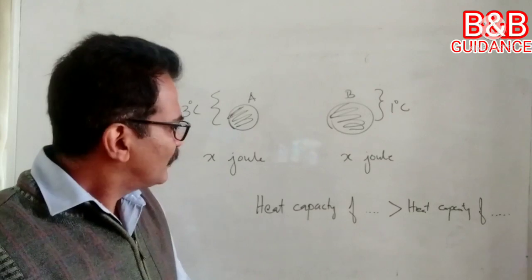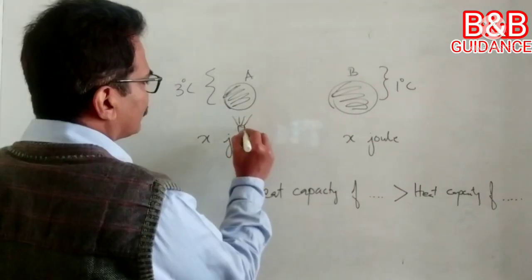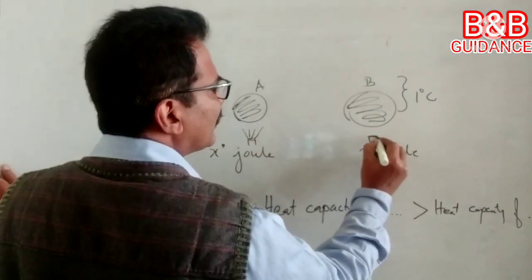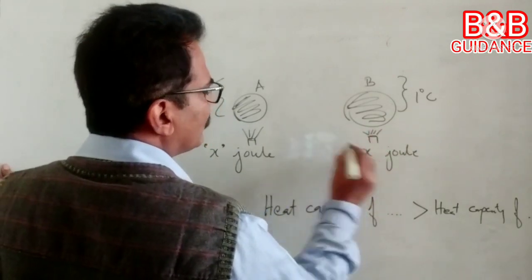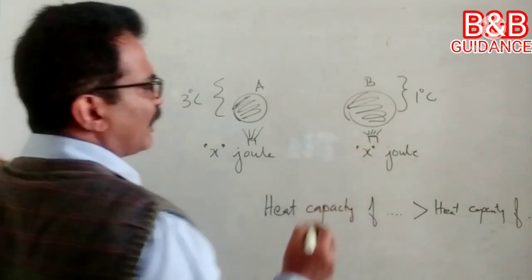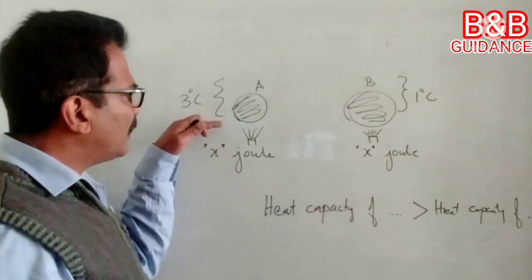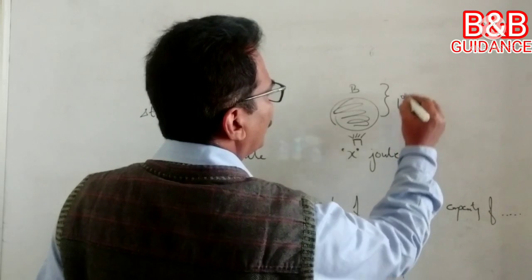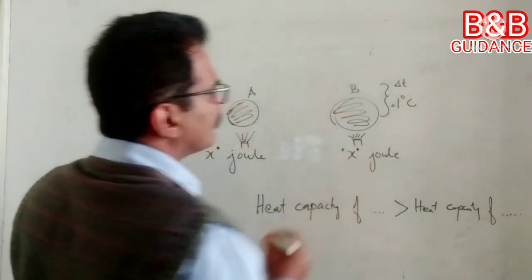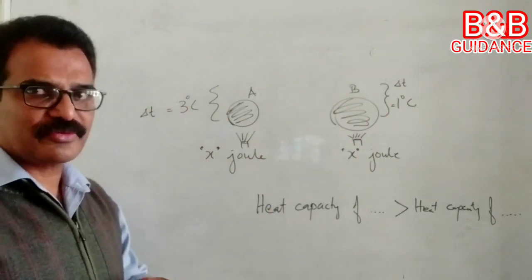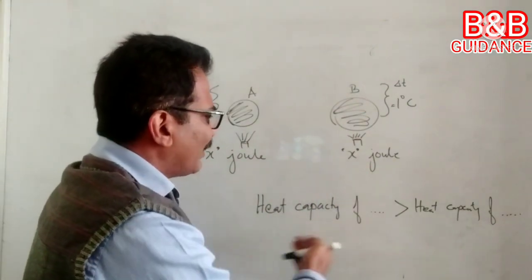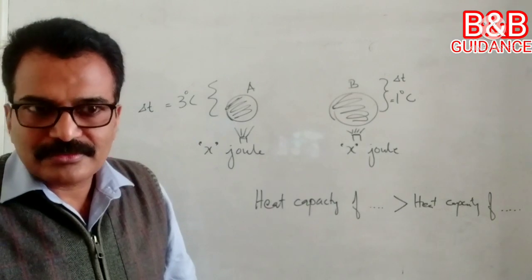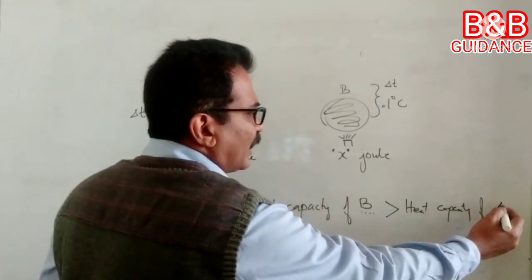Sir, the question is not understood. Once again, if you can ask. I supplied X joule of heat energy here. Here also I supplied X joule. Same thing. In both the cases I supplied the same amount of heat energy. Here I noticed that the temperature increases by 3 degrees Celsius. Here the temperature increases by 1 degree Celsius. Delta T is 1 degree Celsius, delta T is 3 degrees Celsius. My question is simple. Which is having more heat capacity? Heat capacity of B is greater than A.